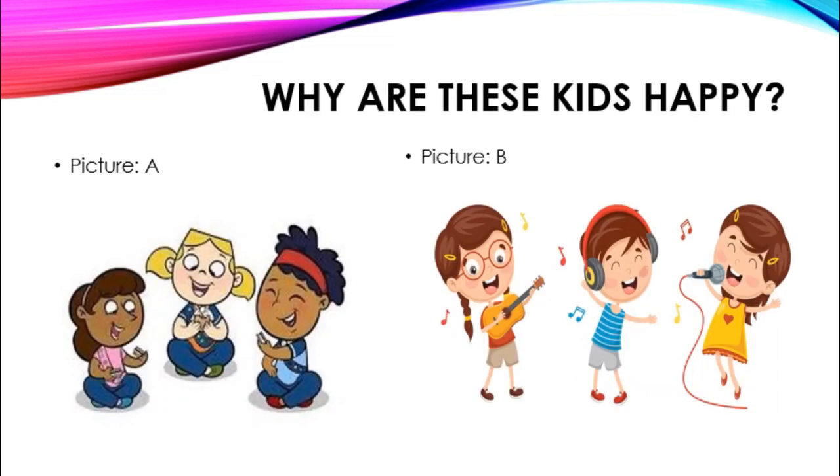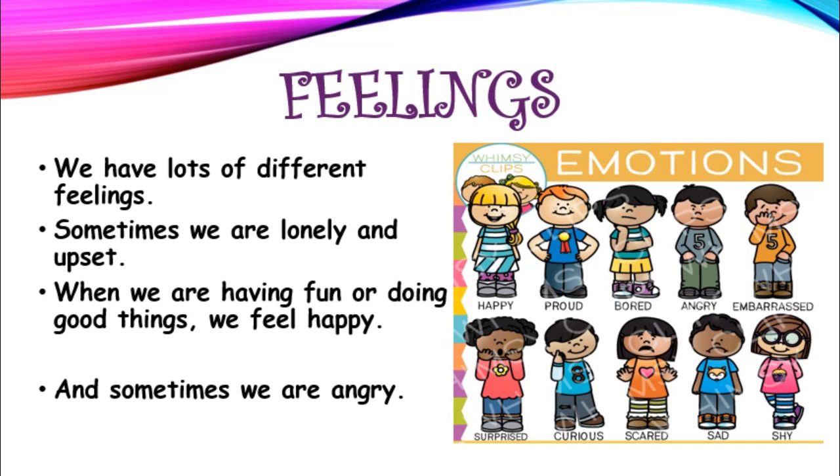Why are these kids happy? Let's have a look at picture A. These three girls are sharing the cards and taking turns to play the game one by one. And in picture B, these three kids are sharing musical instruments. They are singing and enjoying themselves. So by being polite with each other, by sharing, by taking turns, we can have a good time with our friends and family.